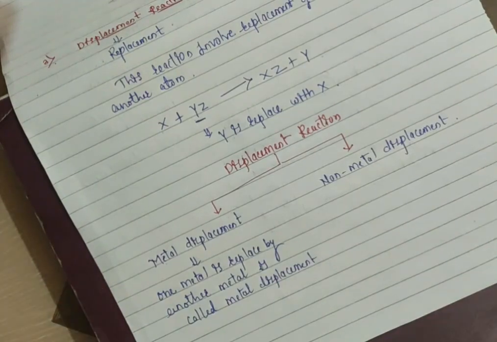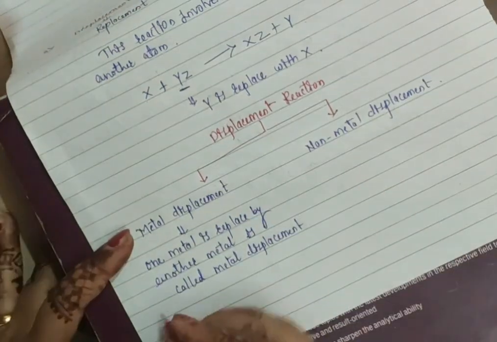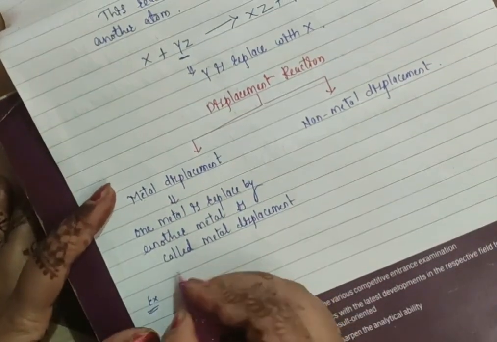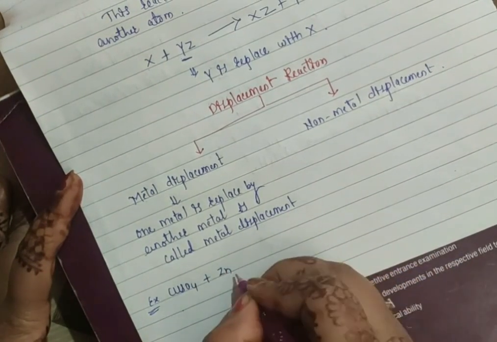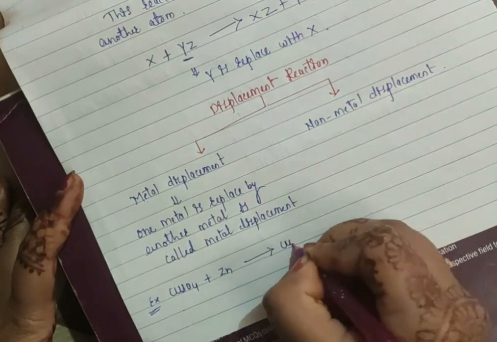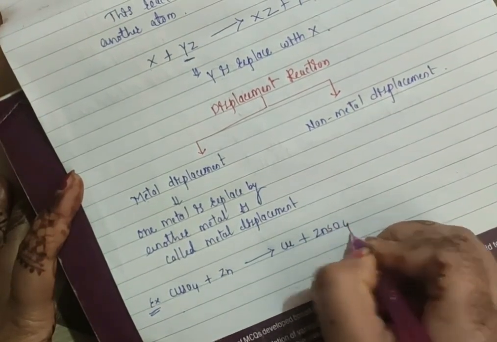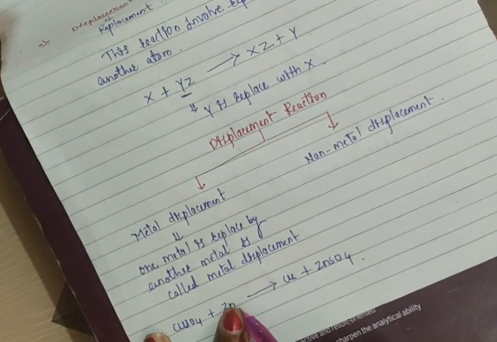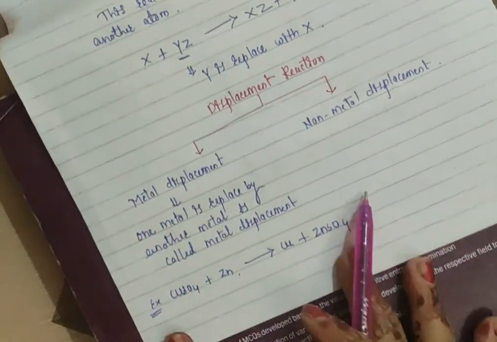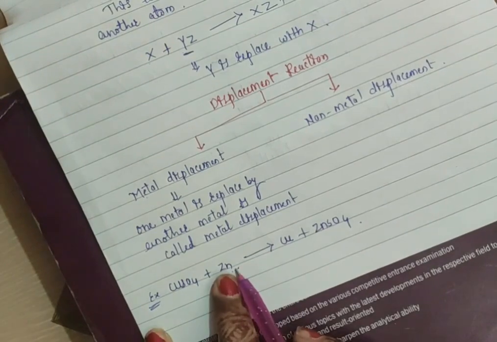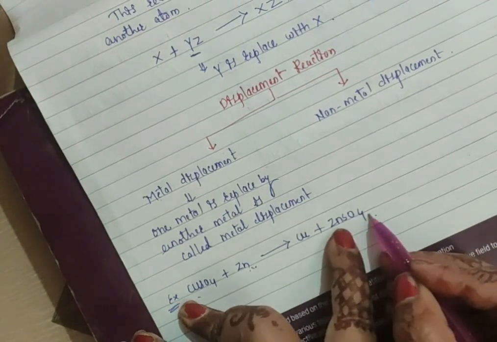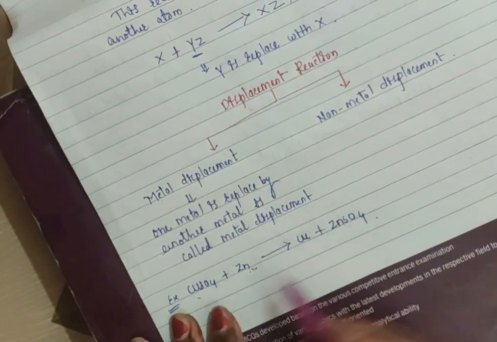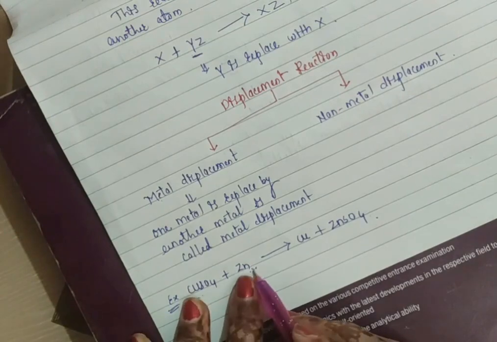Yeah, one metal is replaced by another metal. This is called metal displacement. For example, if I take copper sulfate and react it with zinc, I am getting Cu plus ZnSO4. Copper is also a metal, zinc is also a metal. When I combine copper sulfate and zinc, the copper is replaced with zinc. So I am getting ZnSO4. SO4 remains the same here. What I did here, I only removed copper and added zinc.